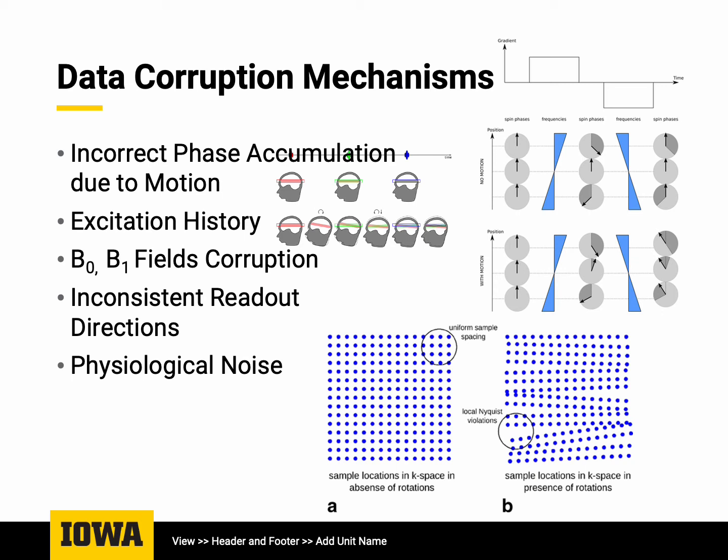Another issue is inconsistent readout directions. If we've rotated in space, you can see on the bottom image that we're not going to acquire the data how we think we will be acquiring it.